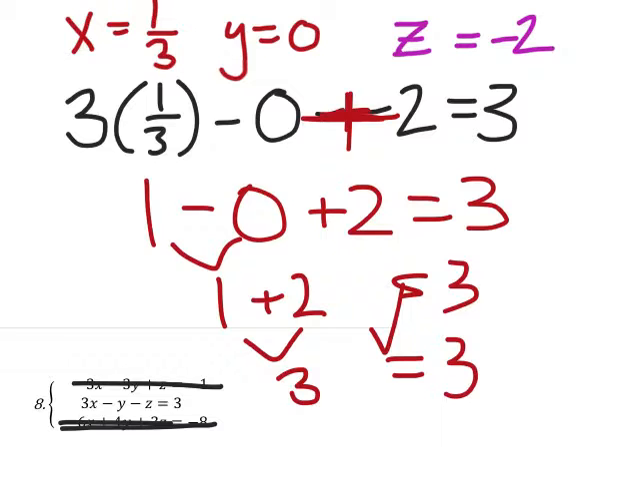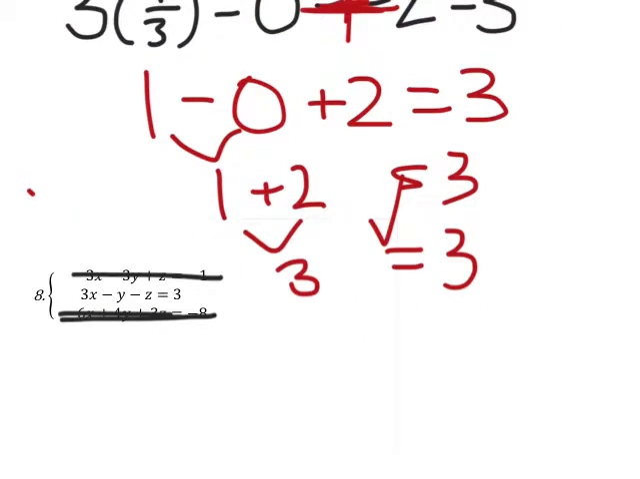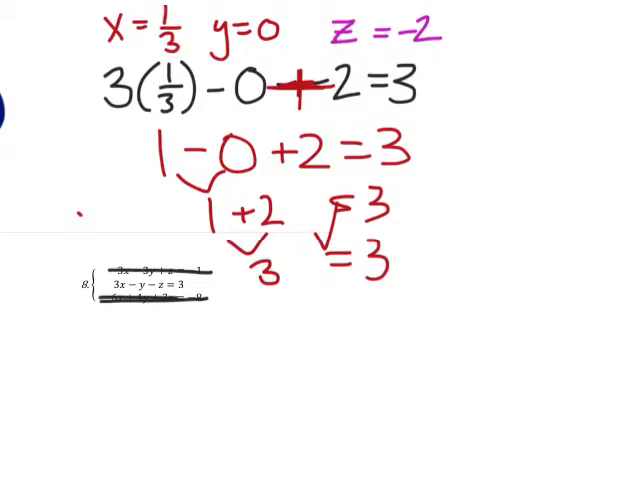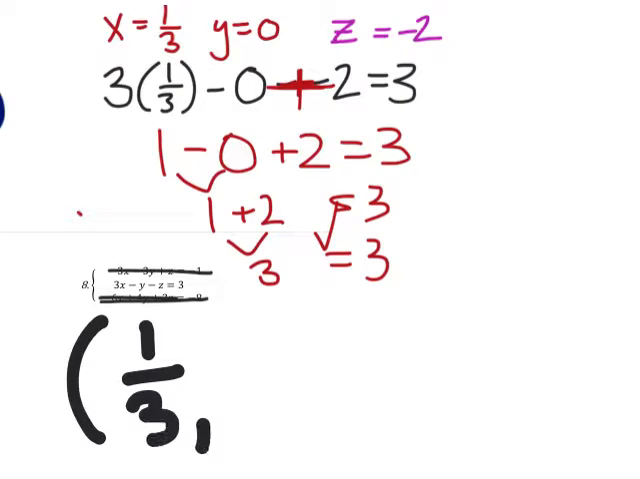So this checks off. Final thing we need to do is write our answer as an ordered triple. And looking back at that answer, it looks like we get x is 1/3, y is 0, z is negative 2.